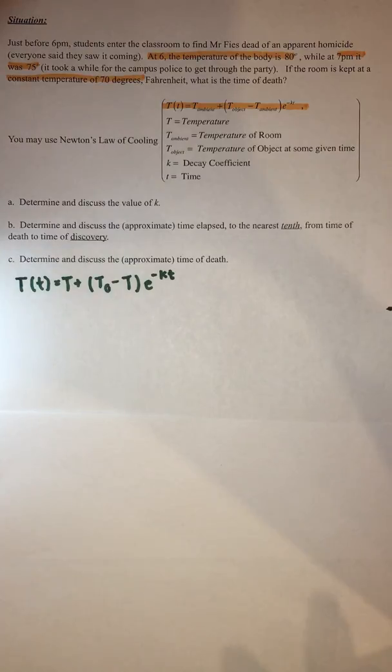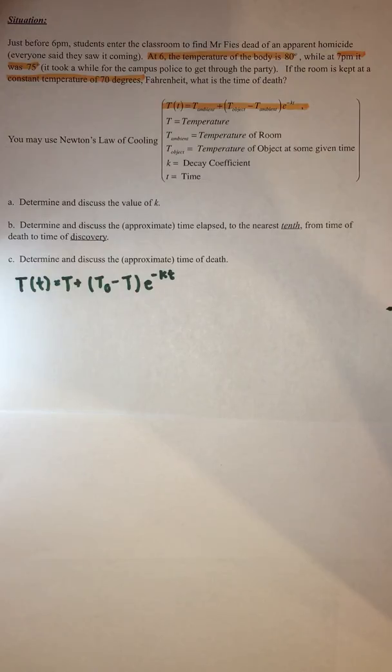So we're going to be finding the time of death of Mr. Fies of an apparent homicide. So we know that at 6 the temperature of the body was 80 degrees Fahrenheit, and at 7 it was 75. We also know that the room the body was kept in was 70 degrees Fahrenheit.